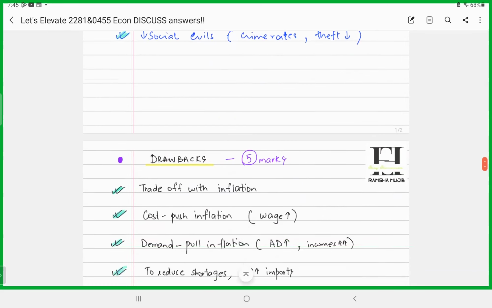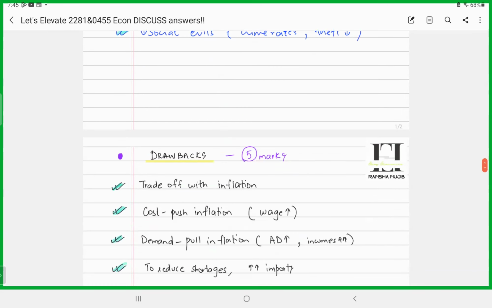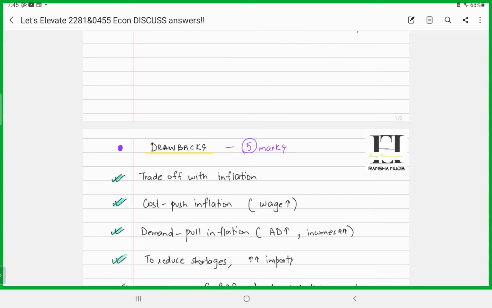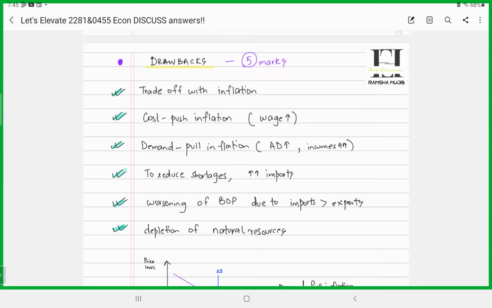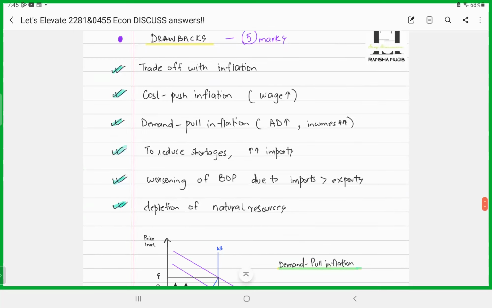What about the drawbacks? You think there could be drawbacks even if there's full employment in the country? Yes, there could be. How? There would be a trade-off with inflation. What does this mean? This means that, yes, we know that the country is having full employment. However, there is a drawback. Now, what could be the trade-off? Cost push inflation could be there.